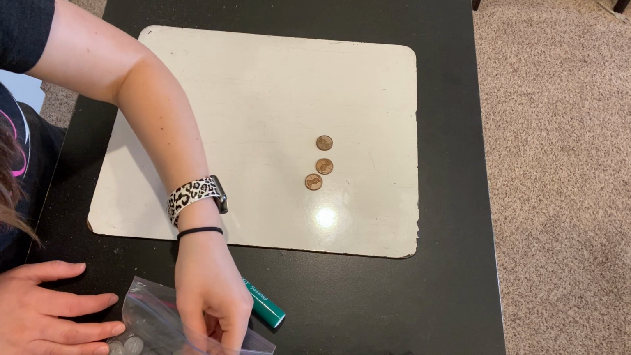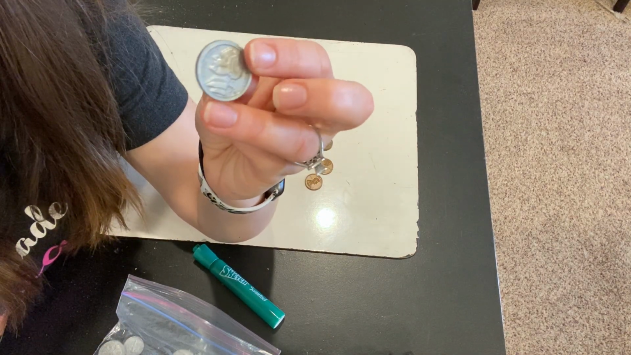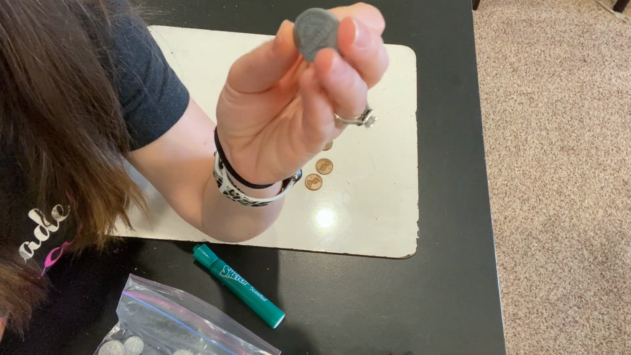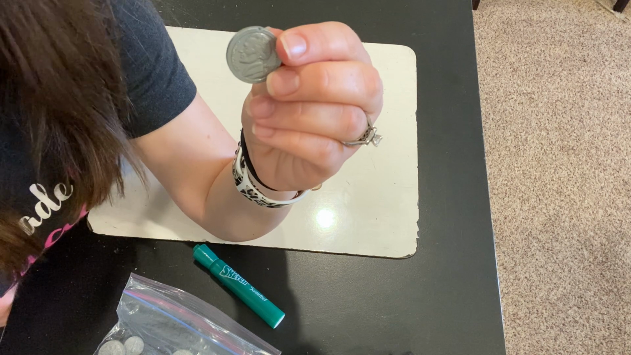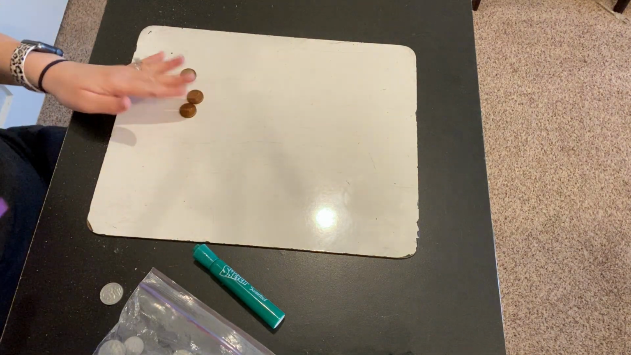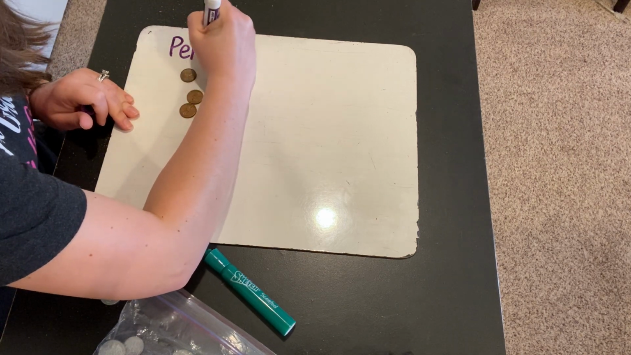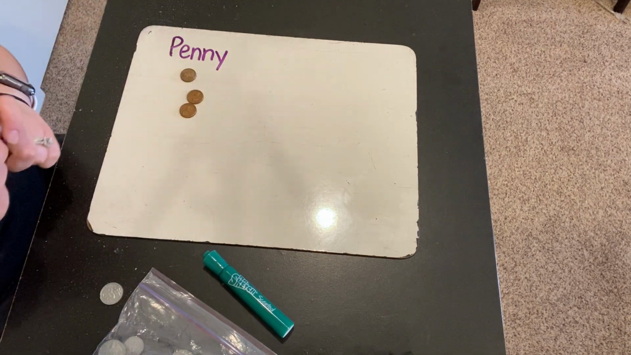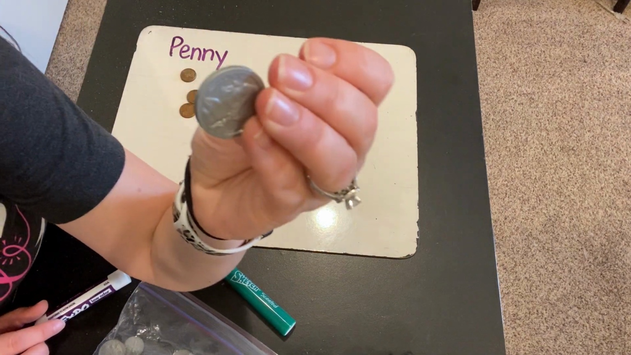The next coin we're going to talk about is this one here. This coin is called a nickel. Nickel. And before we talk about the nickel, let me write the word penny here for us so we don't forget. Penny. Penny starts with a P. Okay, now this is the nickel.